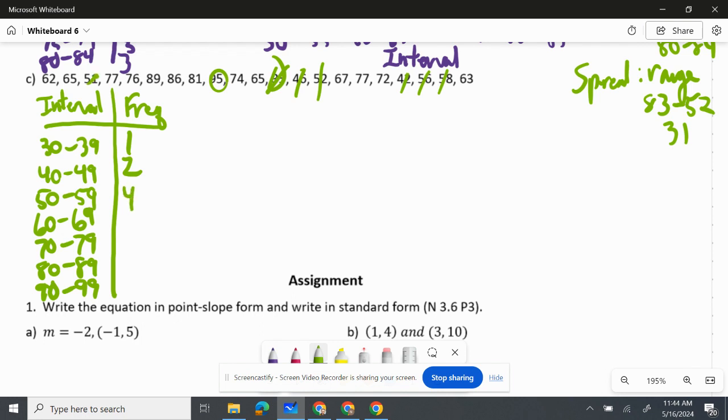How many in the 60s? 1, 2, 3, 4. And the last one, 5. How many in the 70s? 1, 2, 3, 4, 5. And in the 80s, I have 1, 2, 3. And then 1 in the 90s.